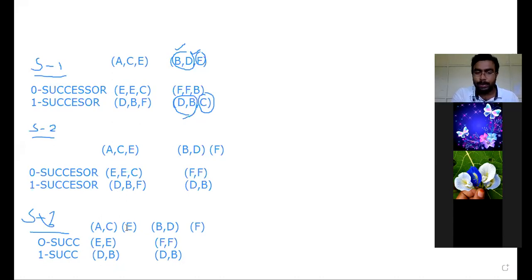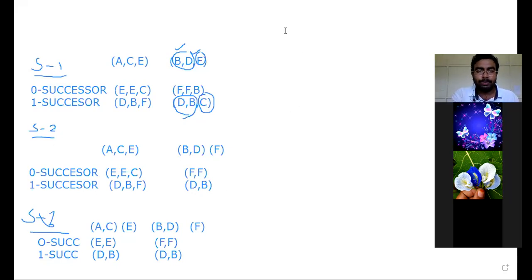Then E is already a separate group. Then check with BD, students. The 0th successor of BD, that is FF, is available in one group or not? Yes, sir. Then the 1 successor of BD, that is DB, is available in a single group or not? Yes, sir. Is there any possibility to separate BD into separate groups? No, sir. So BD also cannot be separated. So it is a single group. Then check with F. It is already a single group.